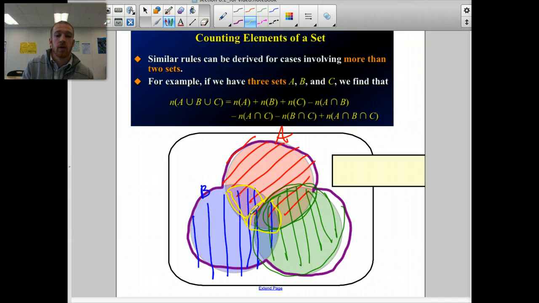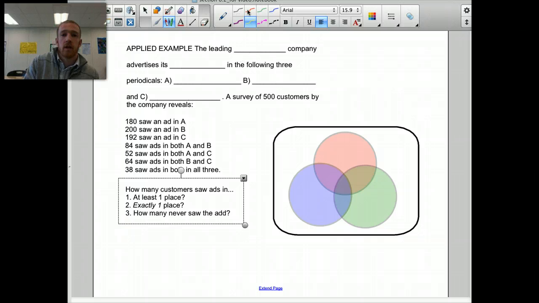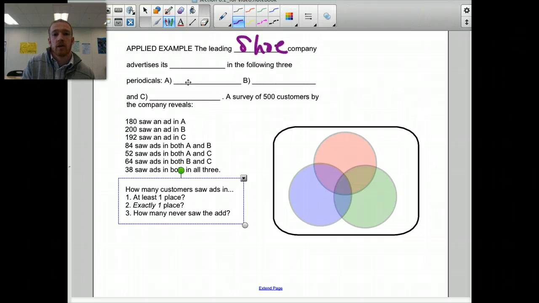And you may be given all the things in C, which would be right there, and different various parts, and you may have to plug in some of the numbers here, and then solve for one of the others. So here, let's say the leading shoe company advertises its shoes in 3 different periodicals, A, B, and C. So I'll just leave it with A, B, and C. I don't need to be too creative here.